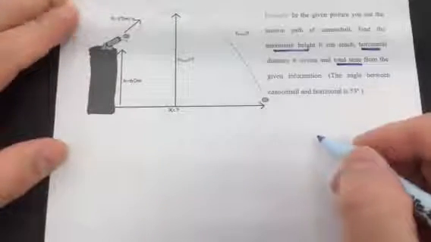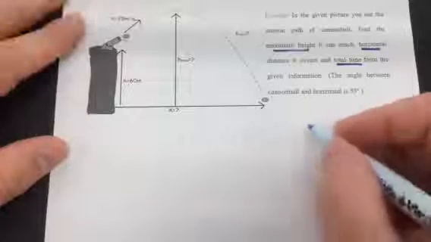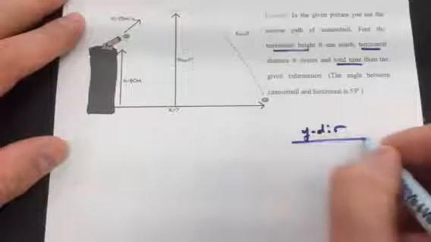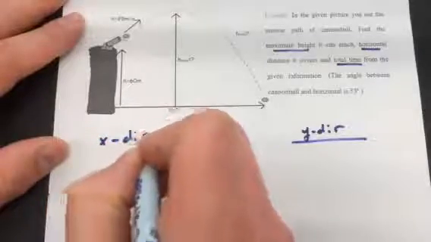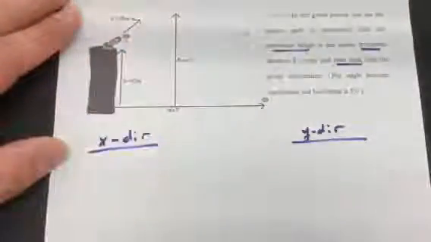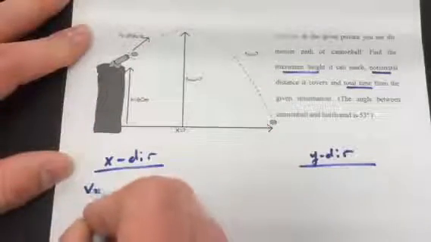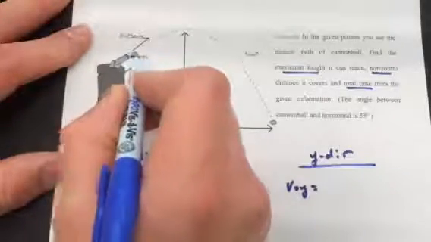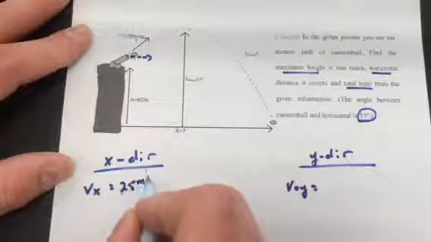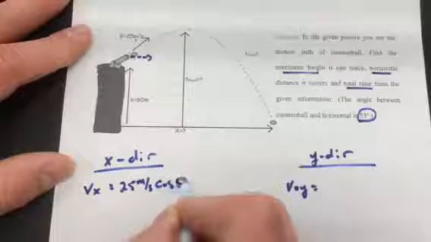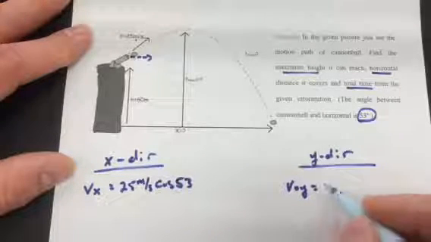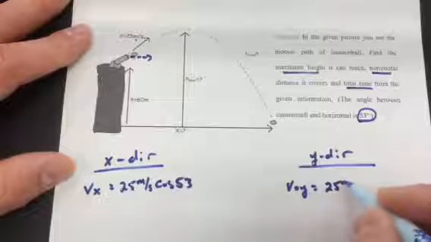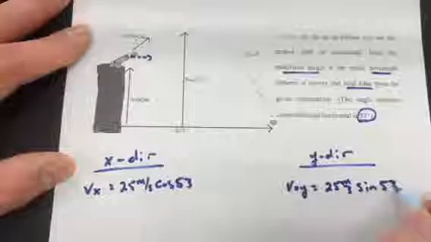Okay, so I have to look in the y direction. It doesn't matter which side you look at first. You can look at the x first. Okay, so we know it's being launched at an angle. Most important part, I want to figure out the x and y velocities. Okay, so the x component is going to be 25 meters per second times the cosine of 53, and the y component is going to be 25 meters per second times the sine of 53.